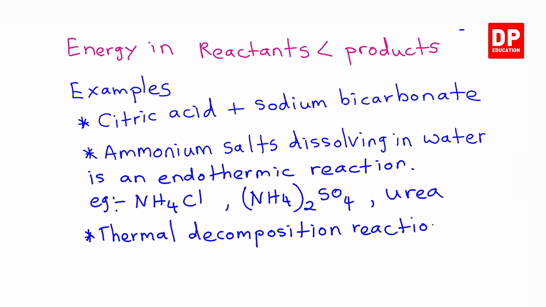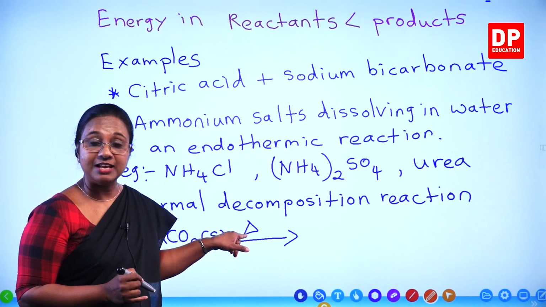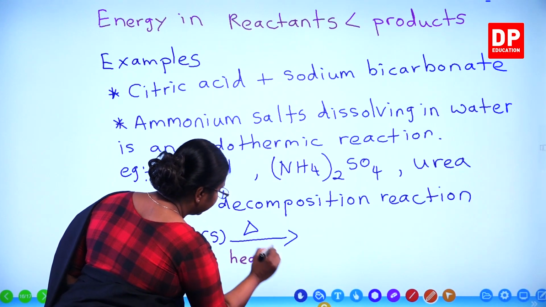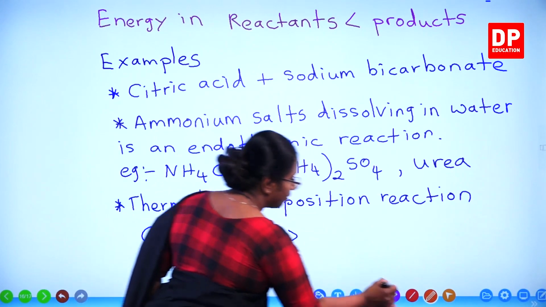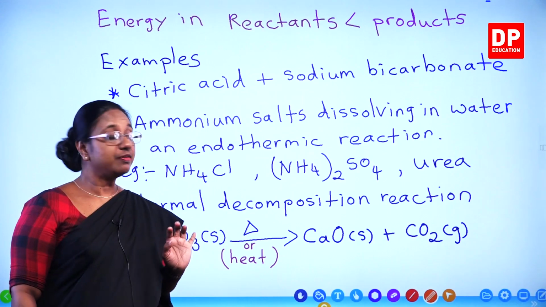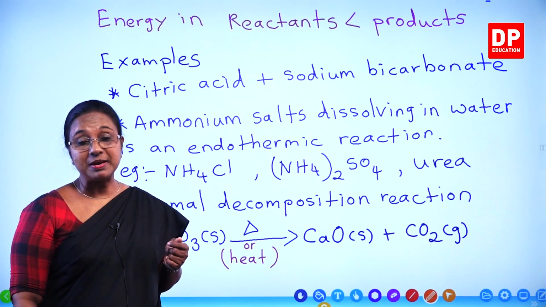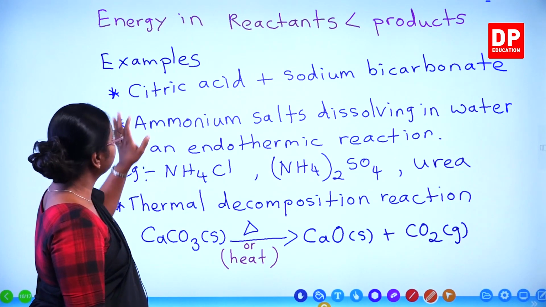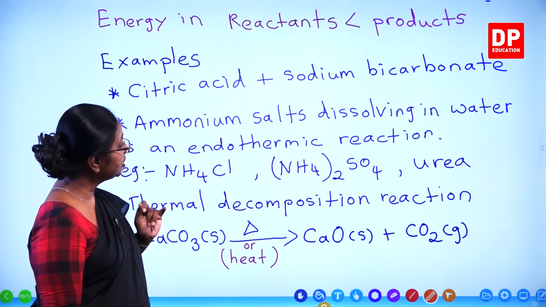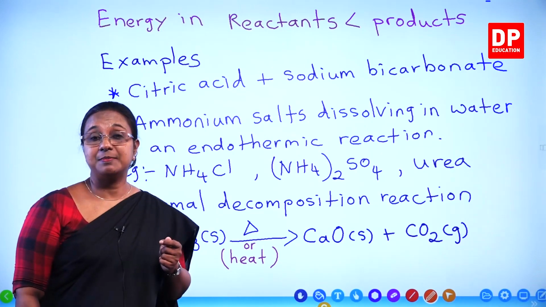Thermal decomposition reaction. So, example, calcium carbonate solid. When you heat, you can remember we use this delta symbol to indicate we provide heat, or instead of that, we can also write heat, either the delta symbol or heat. One of it has to be indicated. It will give us calcium oxide solid and carbon dioxide gas. One example of thermal decomposition. I am sure you can remember many other examples. So, these are a few examples of endothermic reactions. Citric acid and sodium bicarbonate reacting, then ammonium salts dissolving in water, and also thermal decomposition reaction.